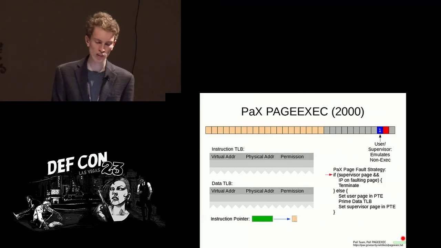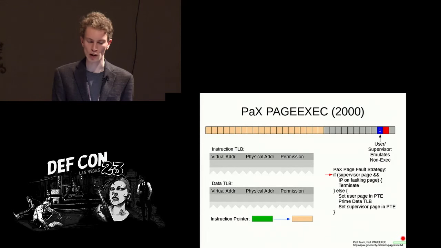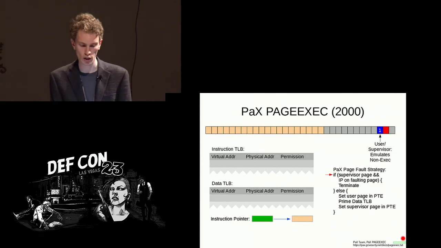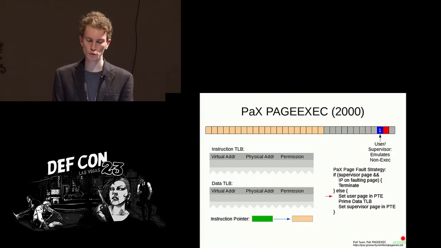And so, for example, let's say we have some green instruction pointers on some green page, and we're trying to access this orange page. This is basically a data access. And so we have the pseudocode strategy on the right there, which says, if it's a supervisor page and the instruction pointer is on the faulting page, which in this case it's not, then terminate it. Otherwise, what they ended up doing was they flipped the blue bit there to zero. They set it to be a user page.